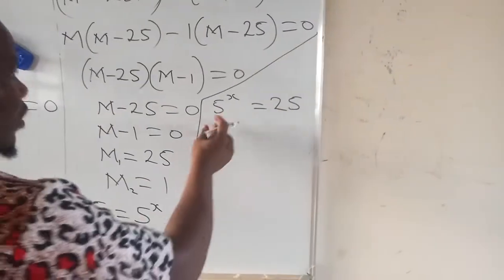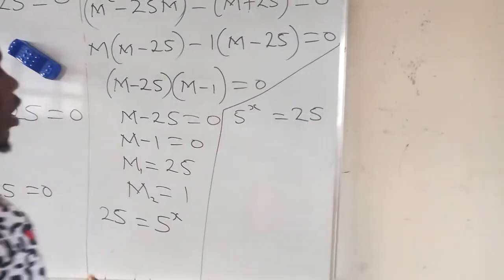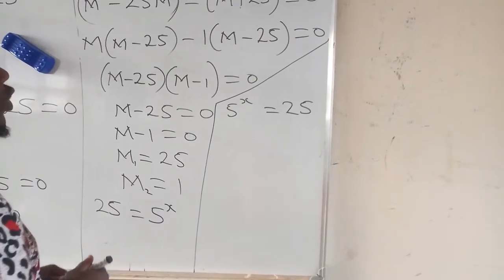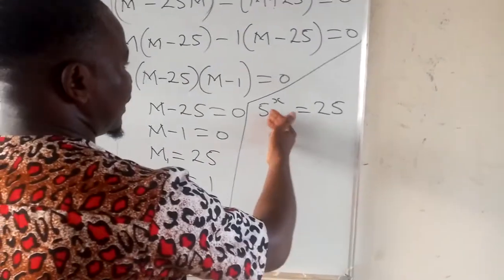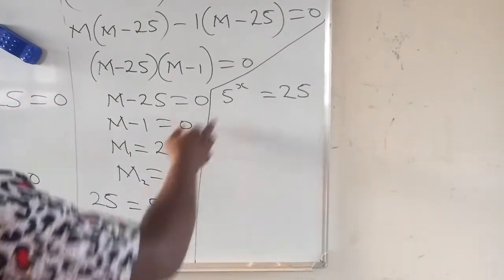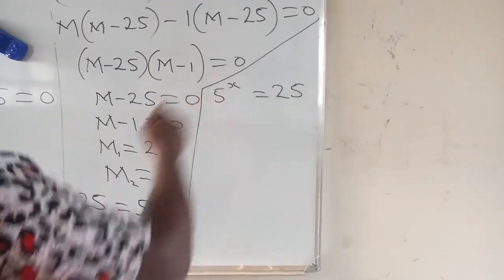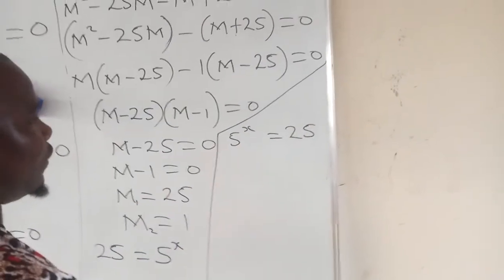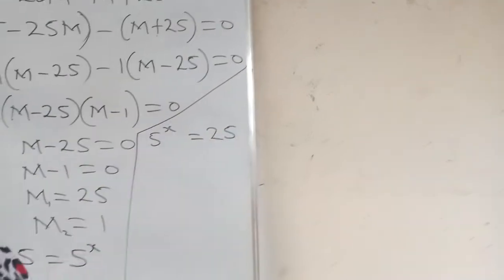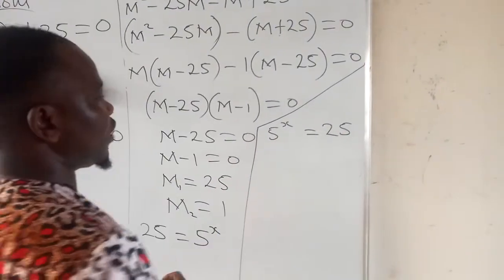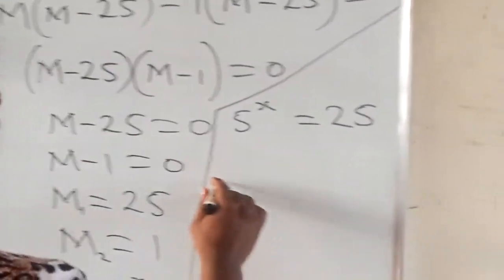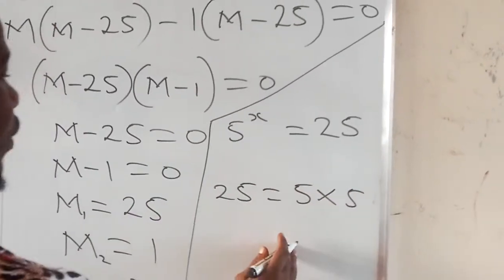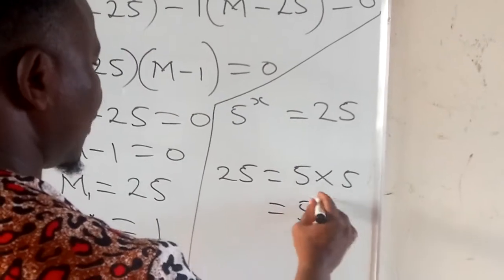Now, we can solve this or find the value of x without any issue. How? Look at the right hand side and the left hand side. You discover that on the left hand side, 5 is raised to the power x, and on the right hand side, we have 25. But note that we can simplify this 25 this way, true or false. We know that 25 is the same thing as 5 times 5, which is the same thing as 5 raised to the power of 2.